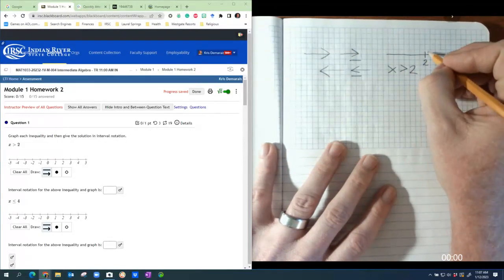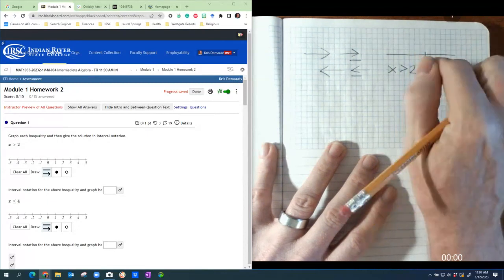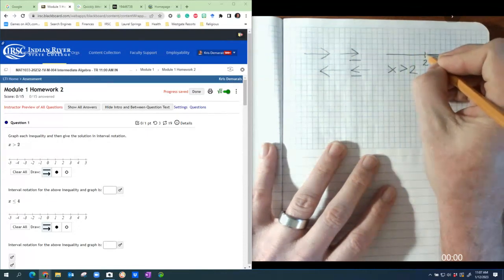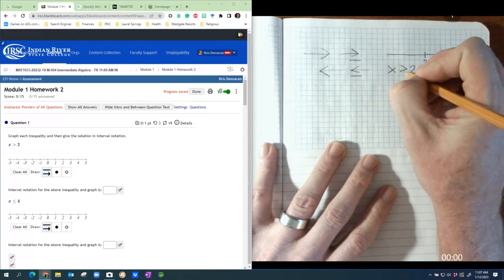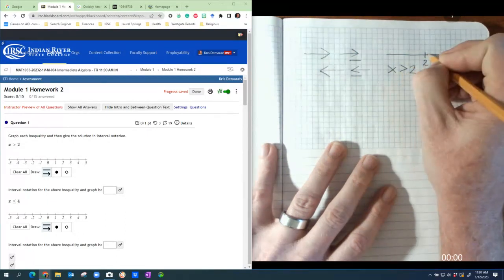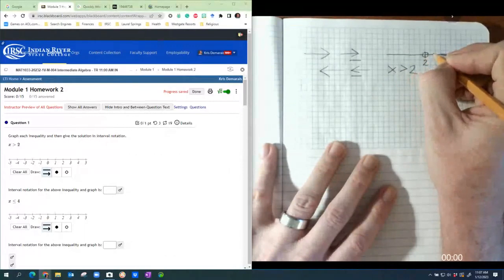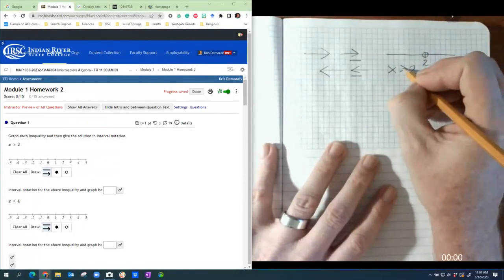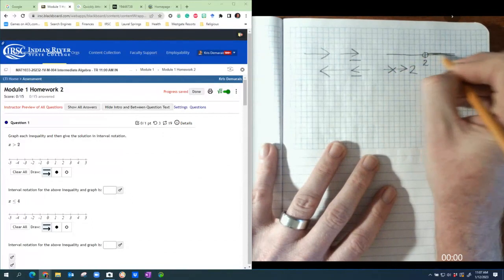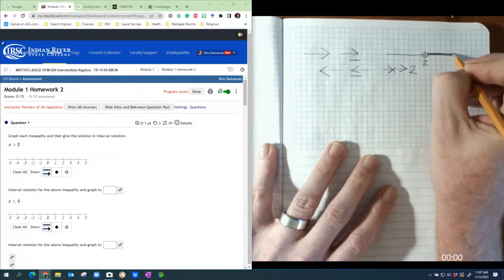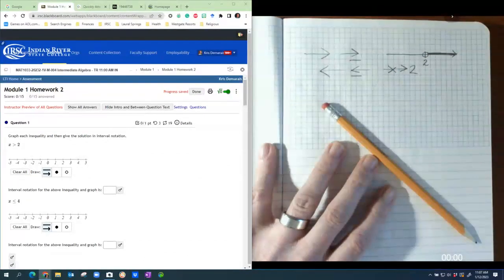So I'm going to put either a closed circle or an open circle at that value. So when I see that it is an open or no line, it's going to be an open circle at that value. And then since it's pointing to the left or right, I'm going to put my arrow going to the right. All right, and that's how simple this is.